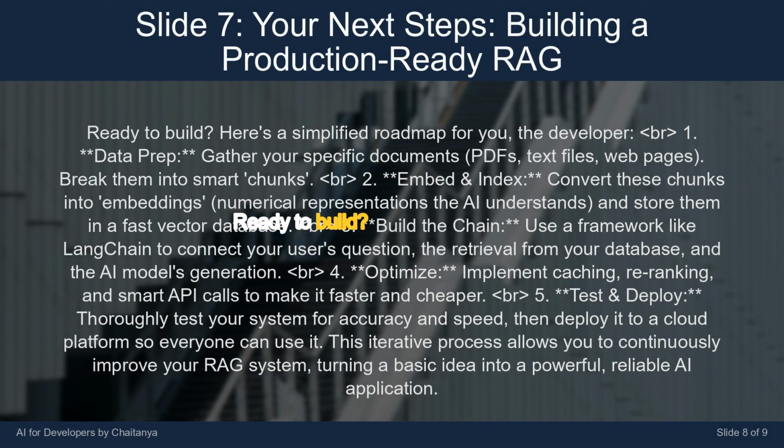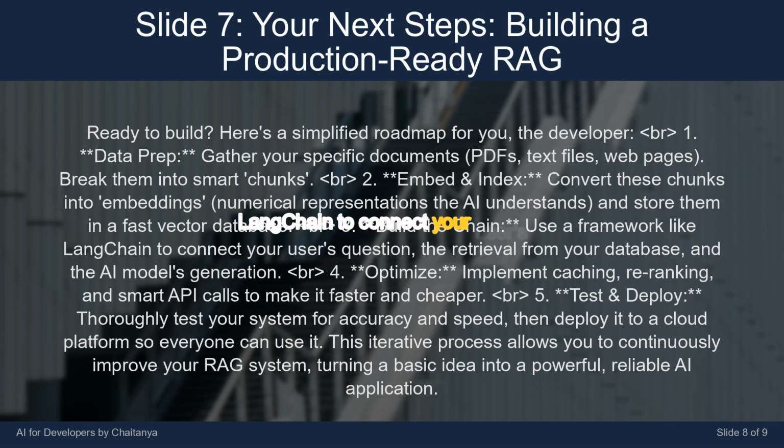Ready to build? Here's a simplified roadmap for you, the developer. 1. Data prep. Gather your specific documents, PDFs, text files, web pages. Break them into smart chunks. 2. Embed and index. Convert these chunks into embeddings, numerical representations the AI understands, and store them in a fast vector database.